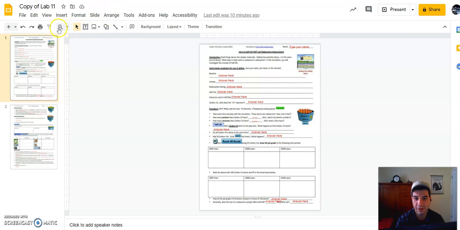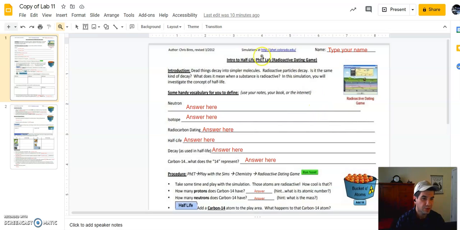Alright, welcome guys. Today we're going to be taking a look at lab number 11. I just wanted to do a quick introduction and then show you the simulation tool.